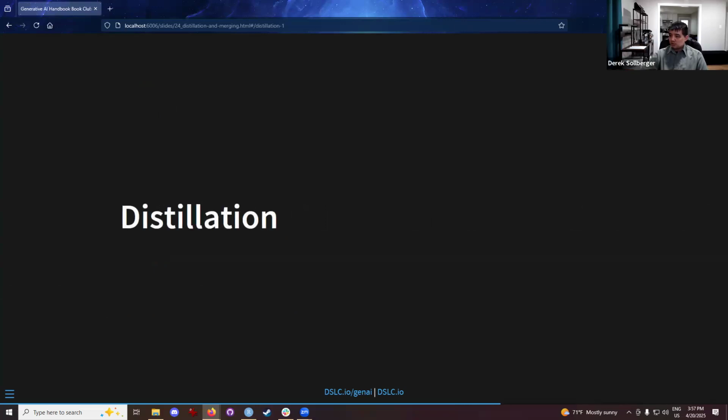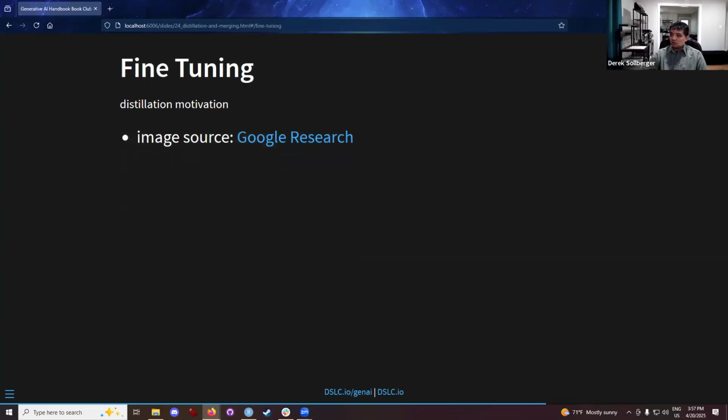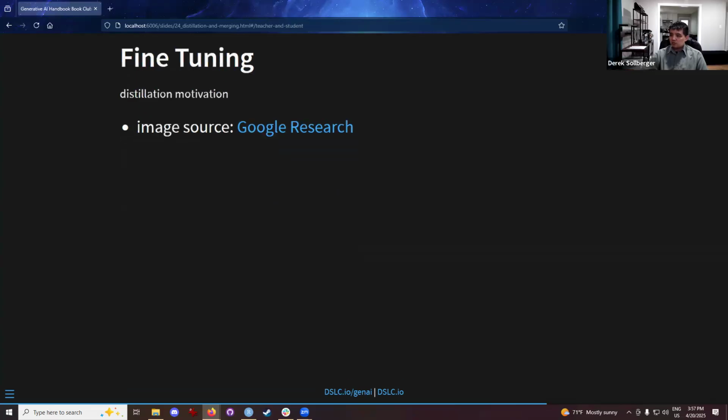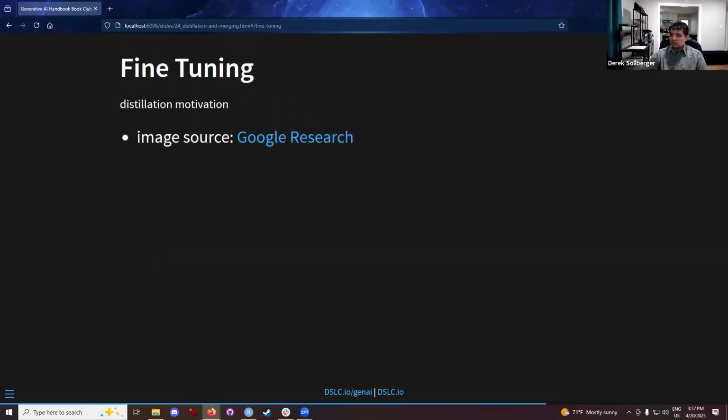So then let me quickly finish off with distillation. Once again, the picture did not show up. Basically, distillation is that we want to achieve high accuracy, but with smaller language models. So that way we don't have to spend a lot of compute time.